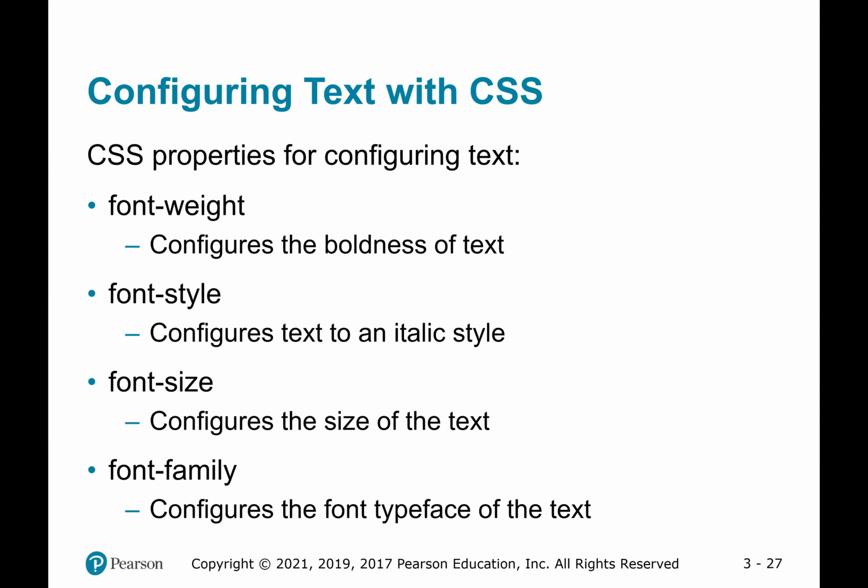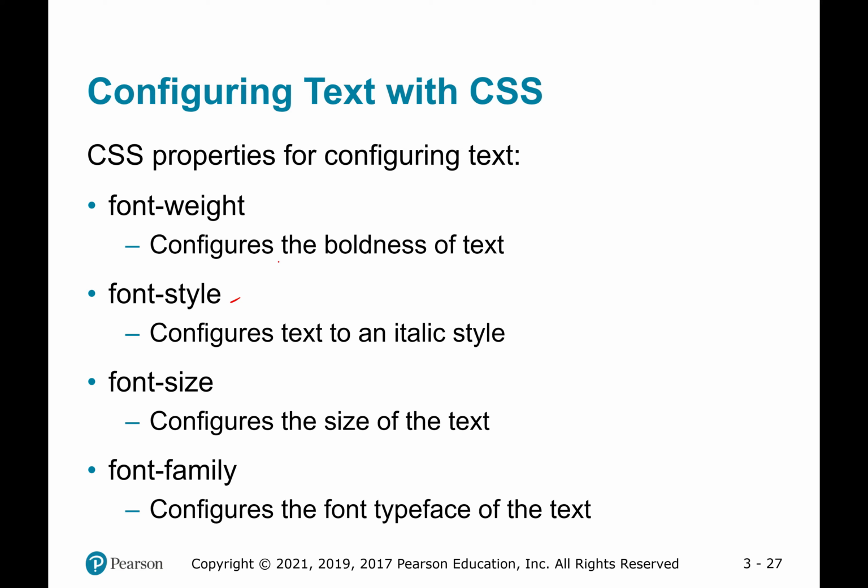So one other thing, other than the color, is using different fonts, right? And also changing the size of the fonts in different places of the page. So that's why we are separately talking about some of the CSS properties for configuring text. One is font weight. This one determines the boldness of the text. Font style. It configures the text to italic style. Font size and font family.